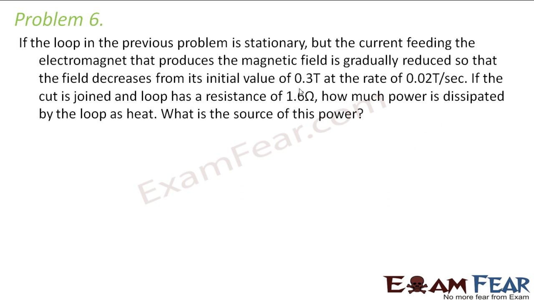Let us go ahead and see one more problem. It says that if the loop in the previous problem is stationary. So now we say that the loop doesn't move at all, but the current feeding the electromagnet that produces the magnetic field is gradually reduced so that the field decreases from its initial value of 0.3 Tesla at the rate of 0.2 Tesla per second.